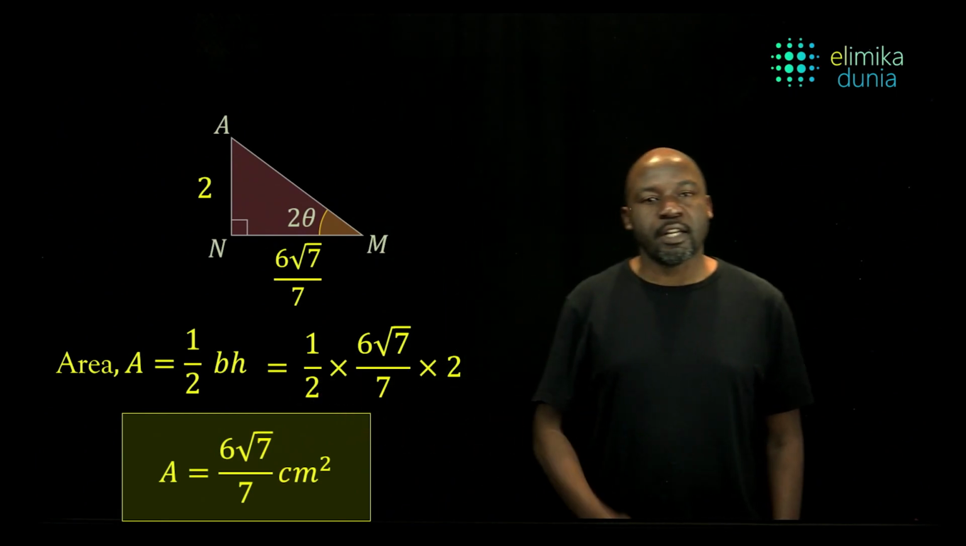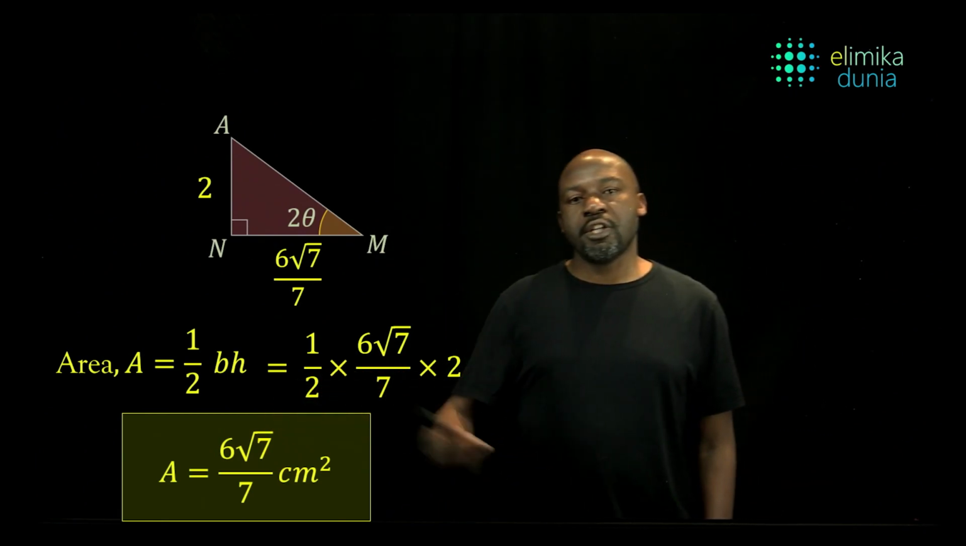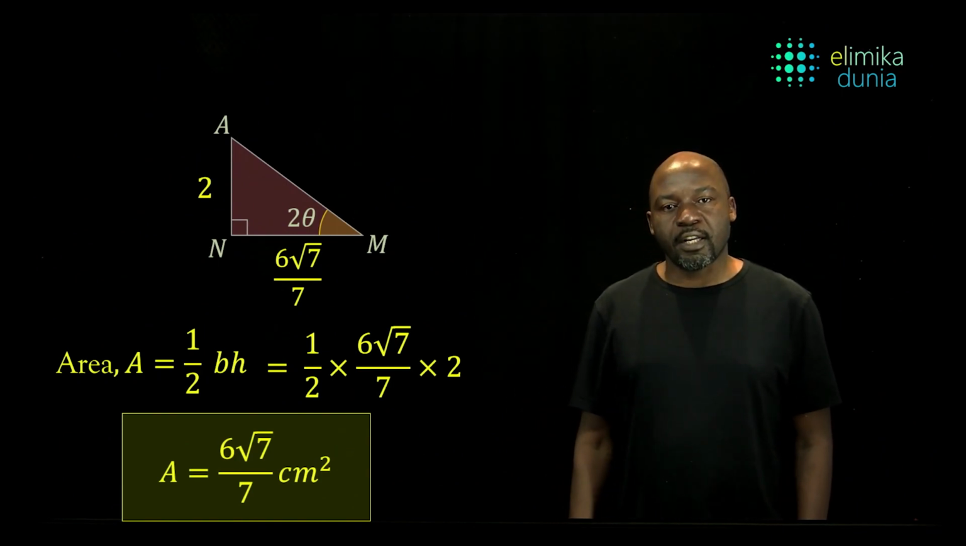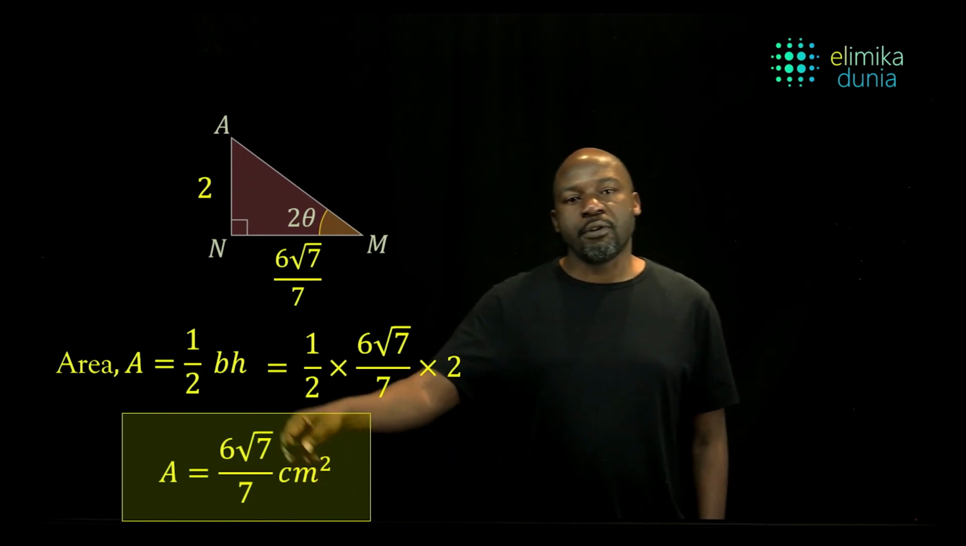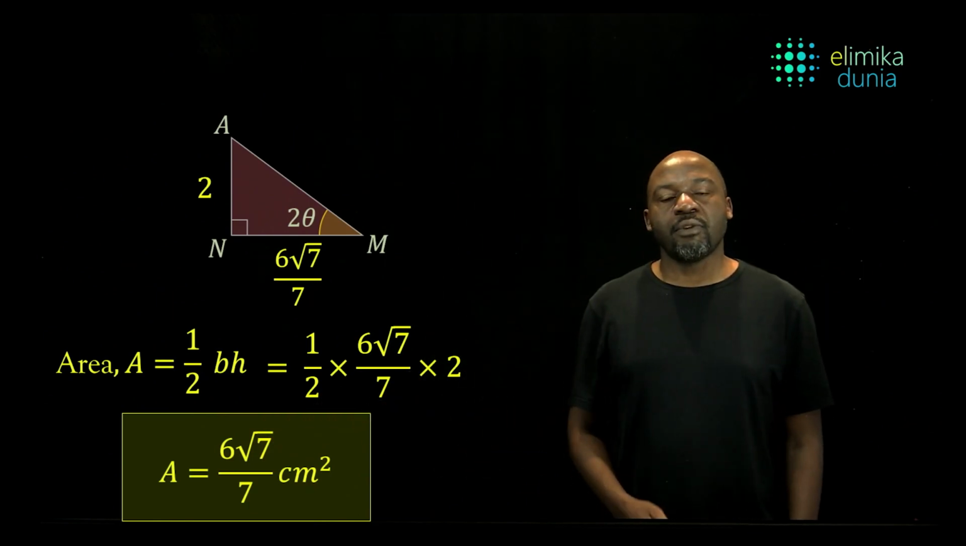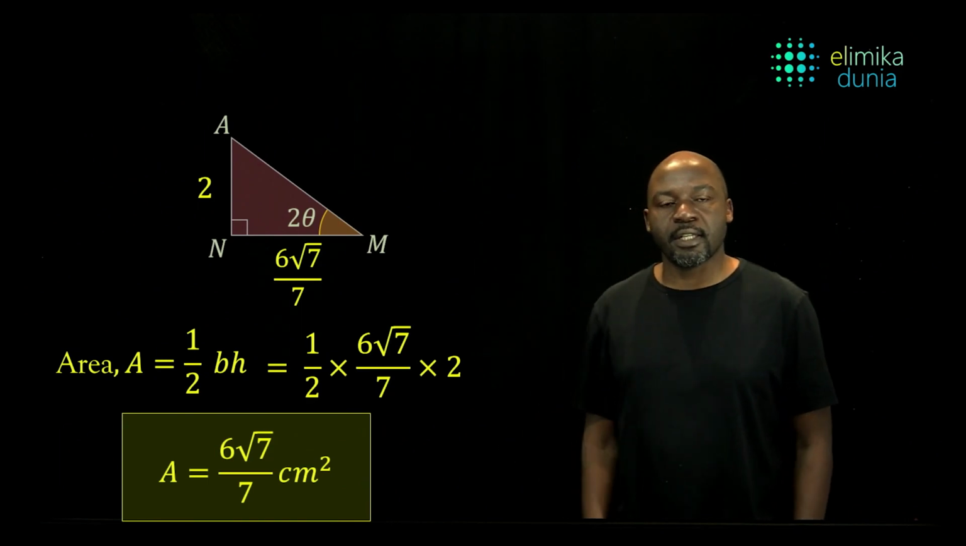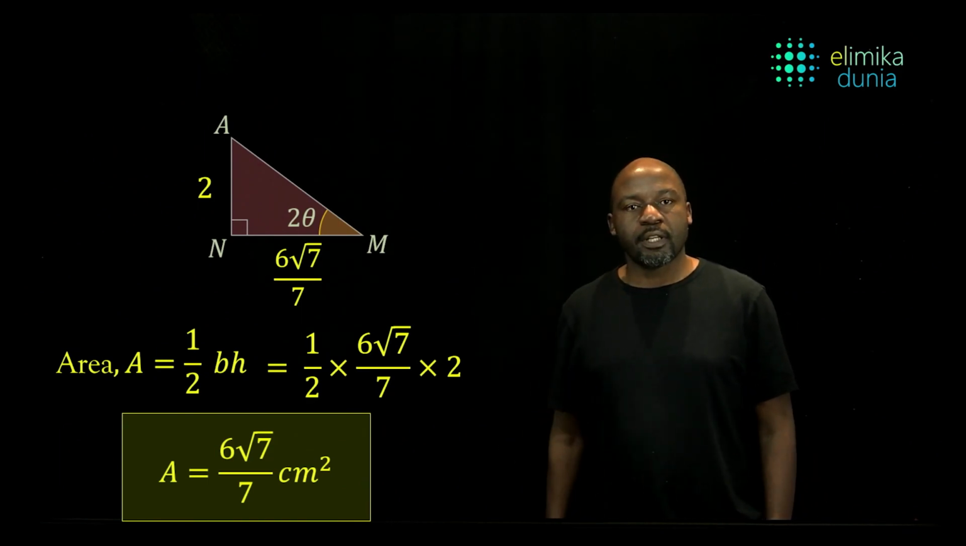Root 7 is an irrational number, meaning that when you change it into a decimal, it has non-ending, non-recurring decimals, and therefore all you can do is approximate the answer. So if we want an exact result, we must leave it as it is. I'm hoping that this made sense.